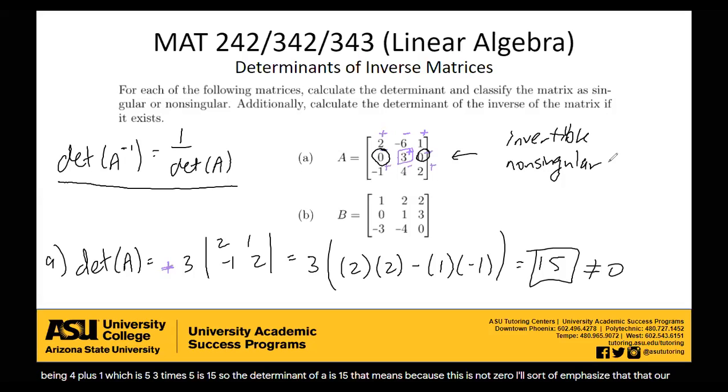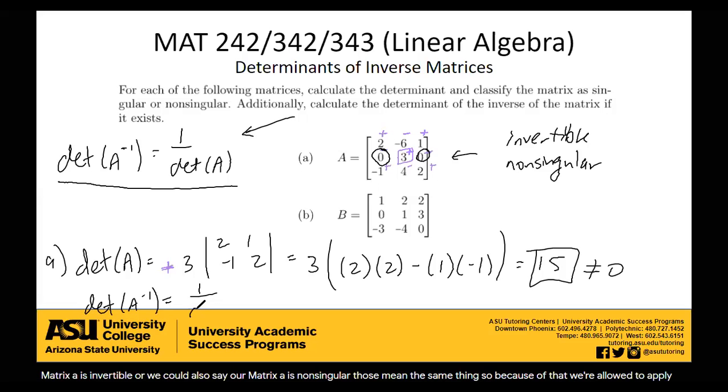So because of that, we're allowed to apply this equation up here. If we wanted to calculate the determinant of A inverse, it would be 1 over the determinant of A, so it will be 1 over 15. That's the determinant of the inverse matrix.